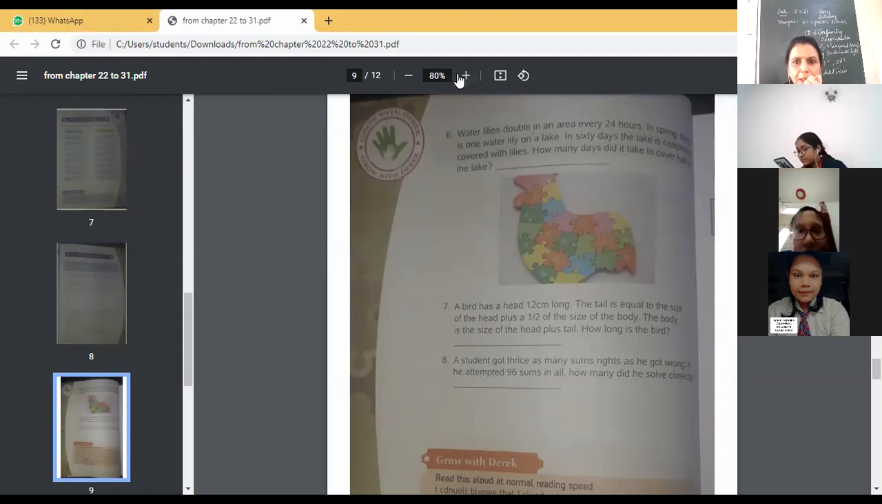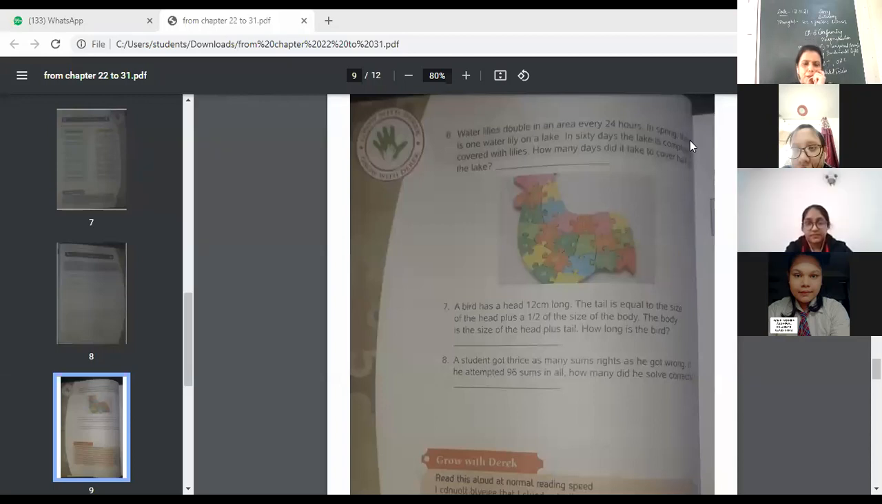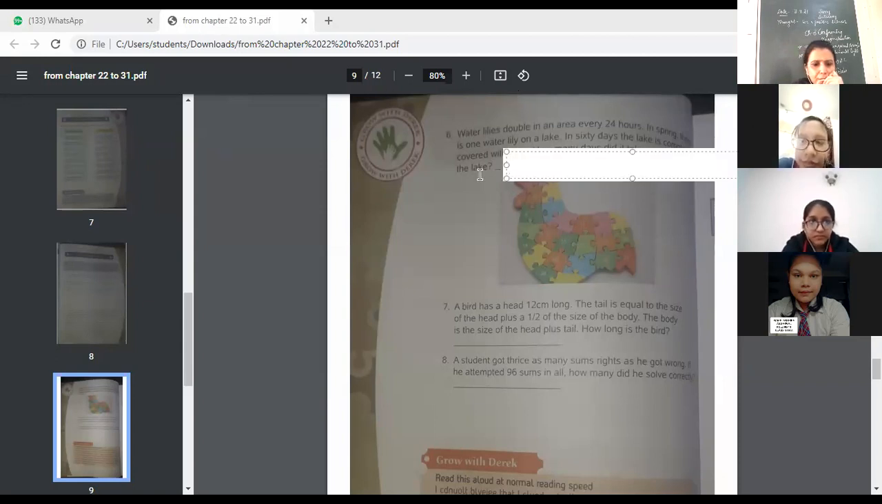So children, first of all, read the question, then try to understand, and then find the answer. The answer to question number 6: you are asked how many days it takes to cover half of the lake. So when will half of the lake be covered? Tell me. Ma'am, 59 days. The answer will be 59 days. So children, you may write down the answer, and I think you should know the reason also why that happens. 59 days is the right answer.